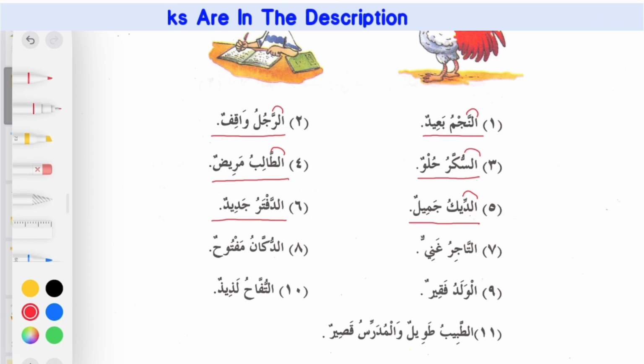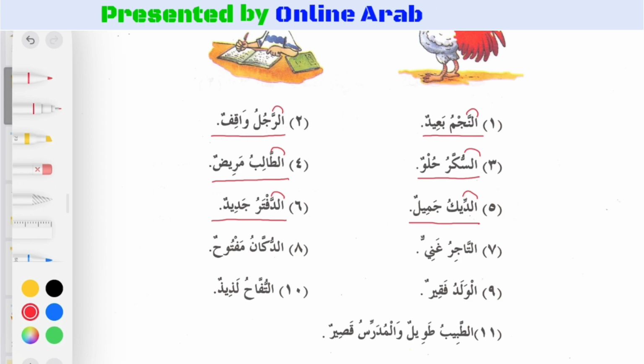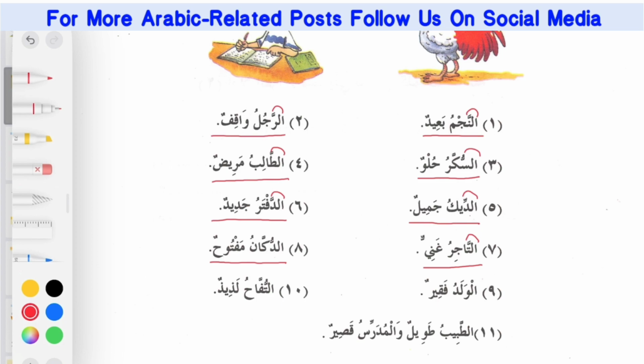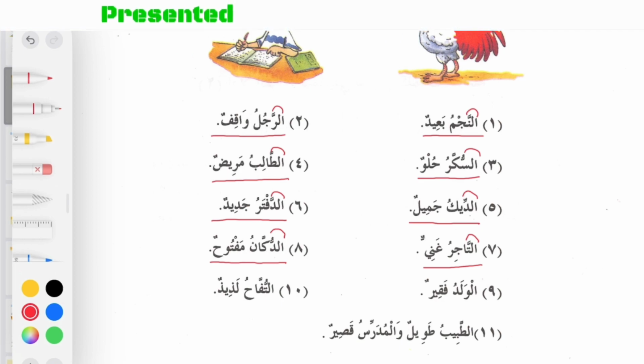Ad-daftaru jadidun. Alif with dal. The register is new. At-tajiru ghaniyun. Alif with ta. The businessman is rich. The merchant is rich. Ad-dukkanu maftuhun. Alif with dal. The shop is open.